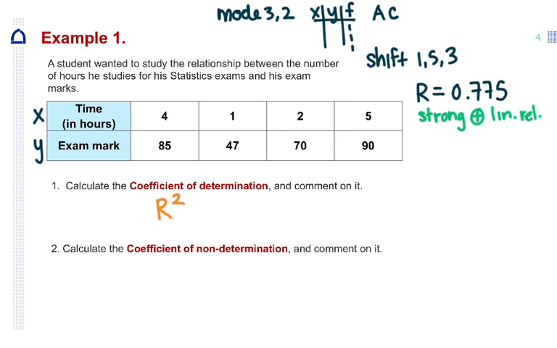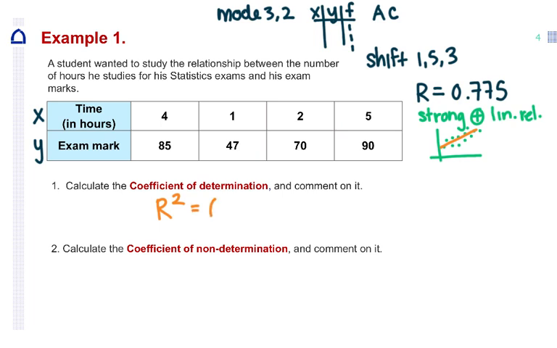And it is closer to 1 than not. So really, if we were looking at the data, it would be positive and it would be moderately close to a line going up. Well, now we can go ahead and answer the question, what's the coefficient of determination?